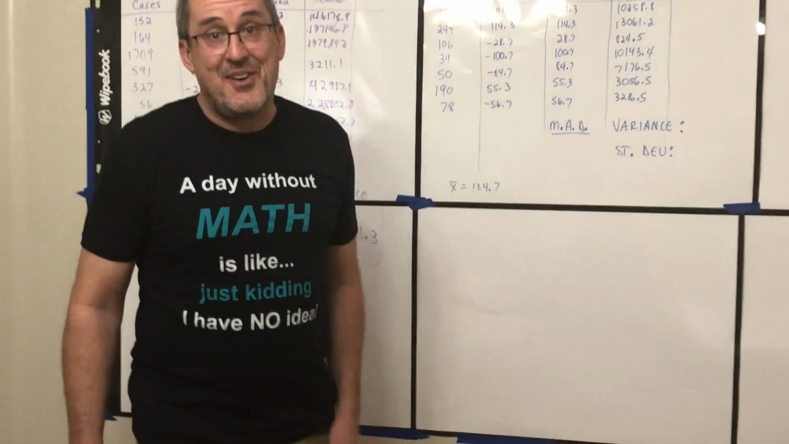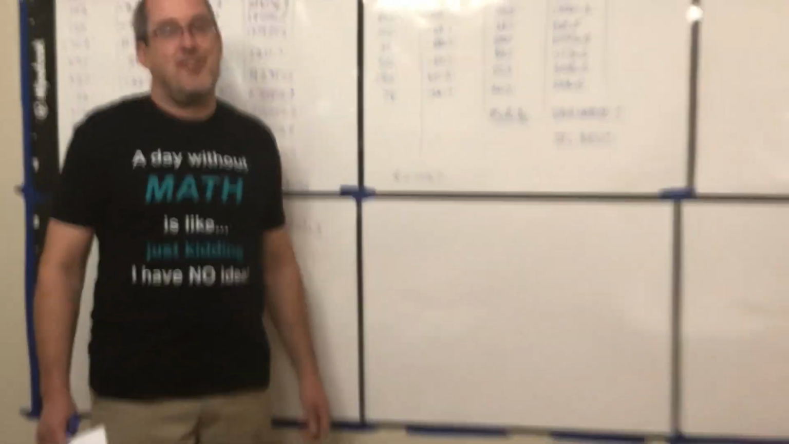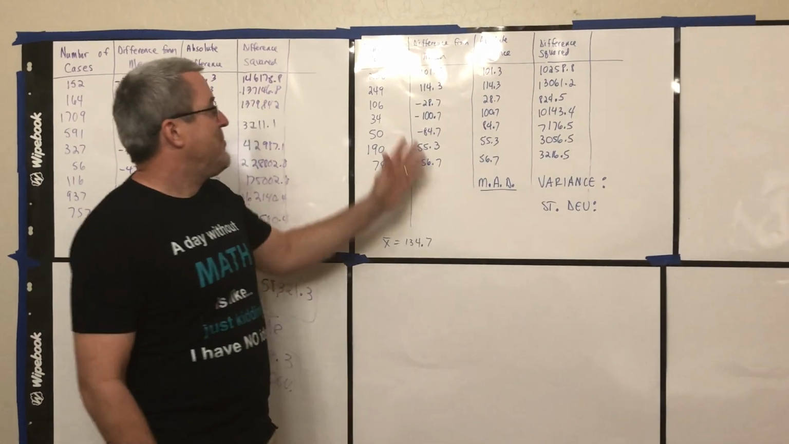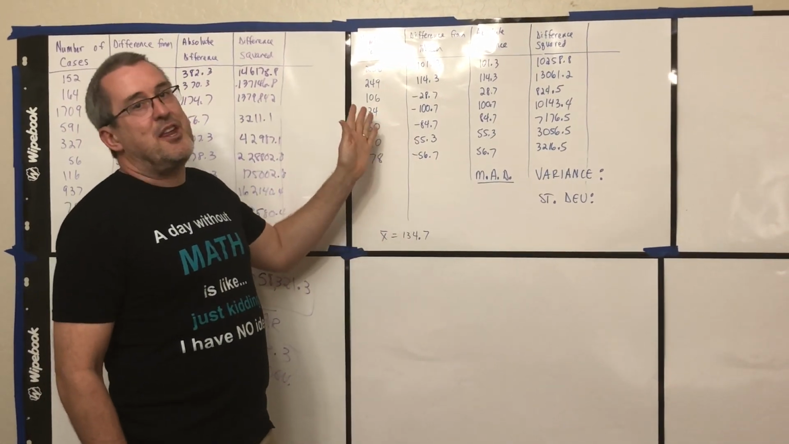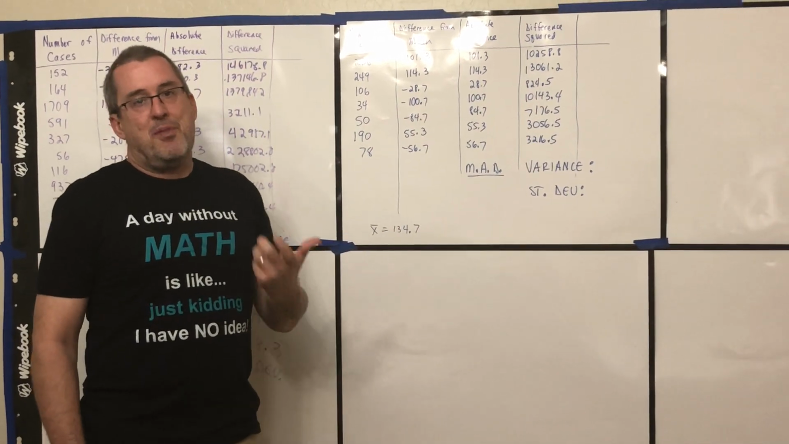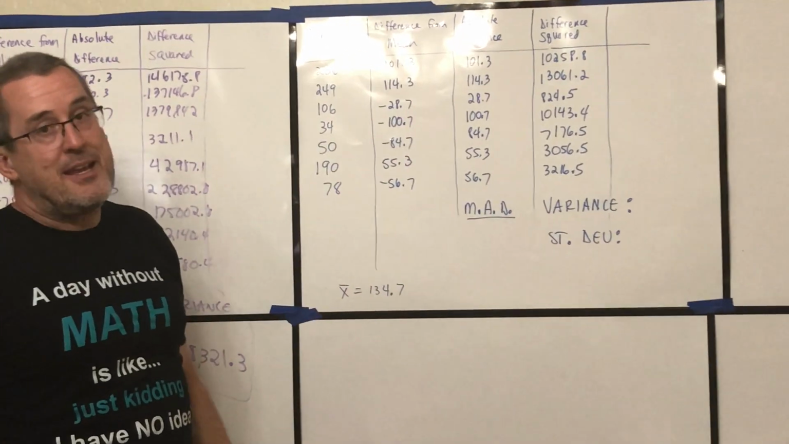So I hope you had fun doing all those computations and finding out the MAD and the variance and the standard deviation. Just want to check your answers and see how you did. So first of all, you might just pause the video and look to see how our numbers compare. But the big thing here is, how do we get this set of numbers? This is the difference from the mean.